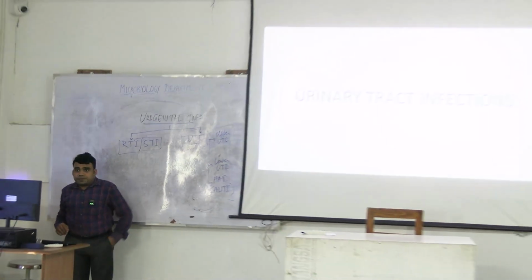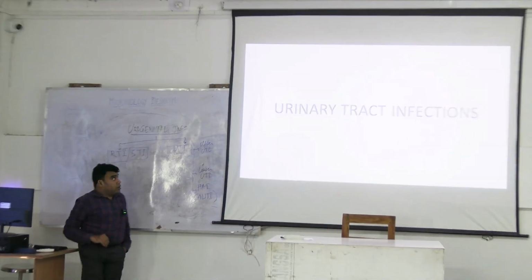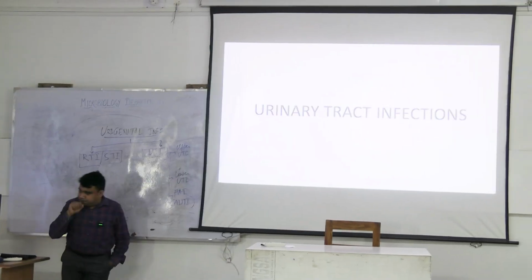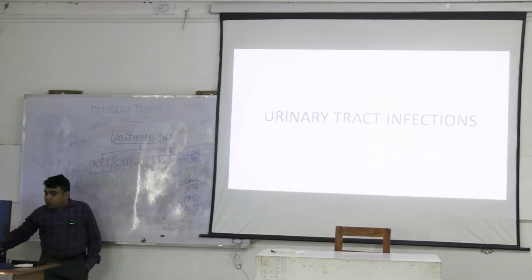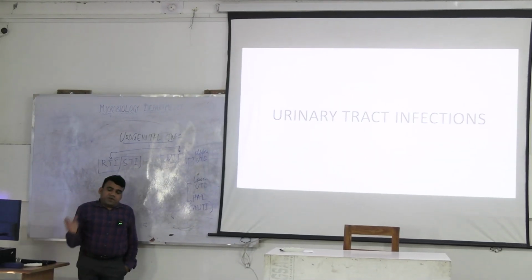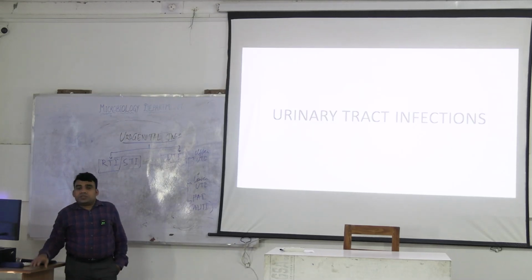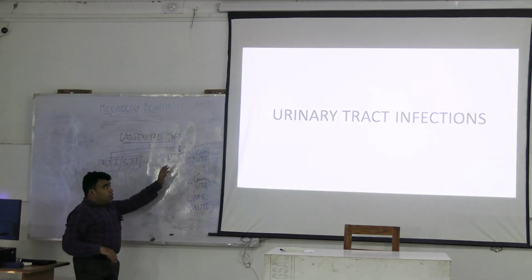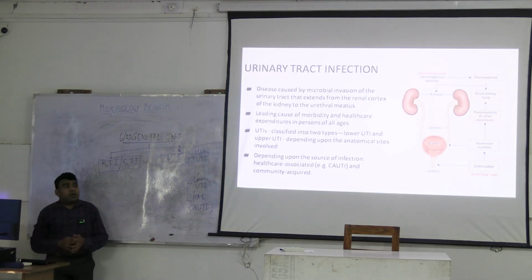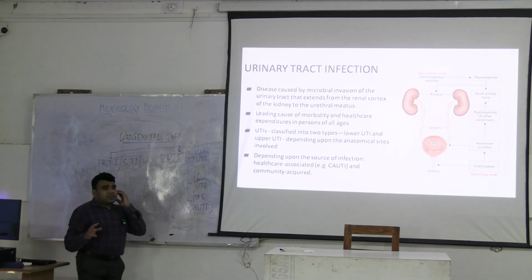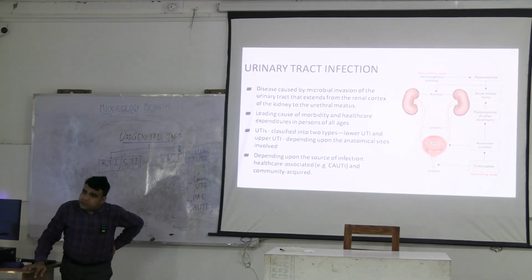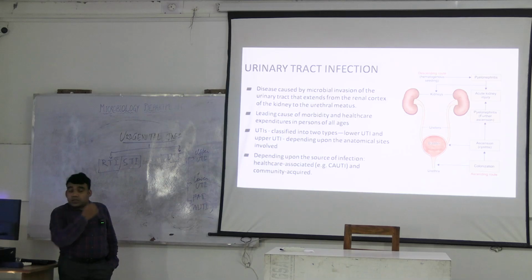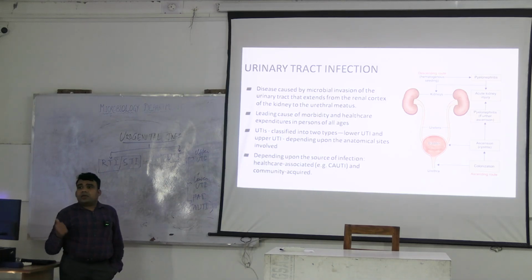Okay, let us start. So today we will be discussing infections of the urogenital tract. On differentiating the urogenital tract, we can divide it into two parts: the urinary tract part and the genital system. Under urinary tract infections, we will be covering the infections of the organs of the urinary tract system. So, what are the organs there? It will start from the kidneys, ureter, the bladder and the urethra.